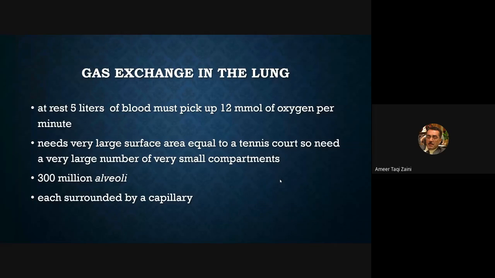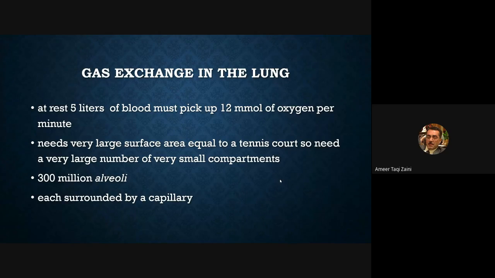Gas exchange in the lungs, I talk about this. You have to imagine that at rest our body needs about 12 millimoles of oxygen per minute, and this amount of oxygen should be supplied to the 5 liters of blood. 5 liters of blood means the cardiac output. The cardiac output per minute is 5 liters, and these 5 liters should be supplied with about 12 millimoles of oxygen.